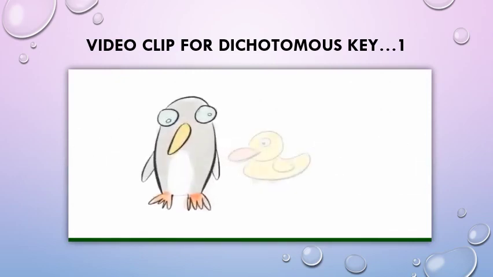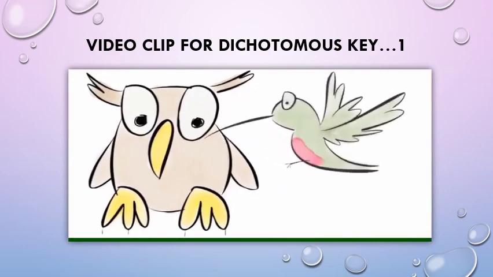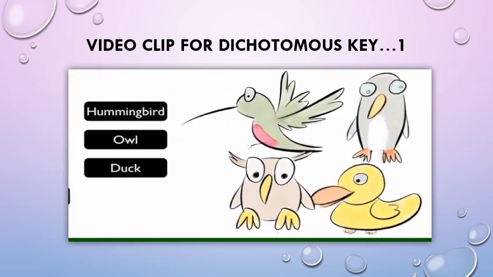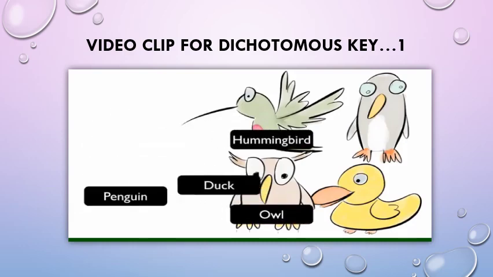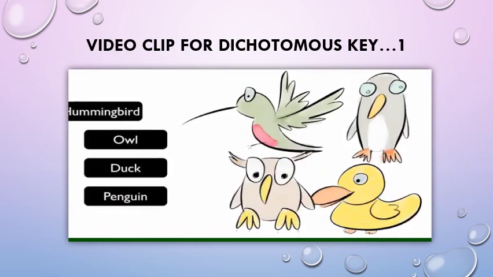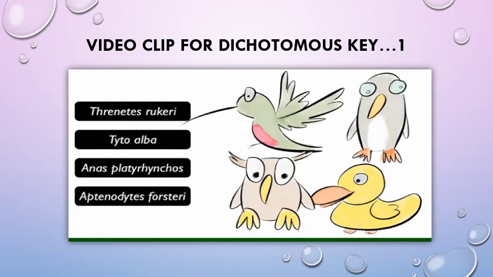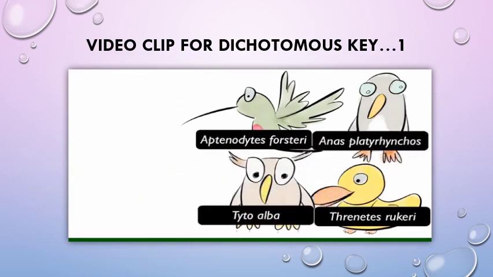There's a lot of birds in our world, and if you were asked to identify a bird based on its characteristics, you could probably do it. We could probably name the hummingbird, the owl, the duck, and the penguin based on its features. But if you were asked to name these birds using their scientific name, the task wouldn't be so easy. You wouldn't know the scientific name of these birds just by looking at them.